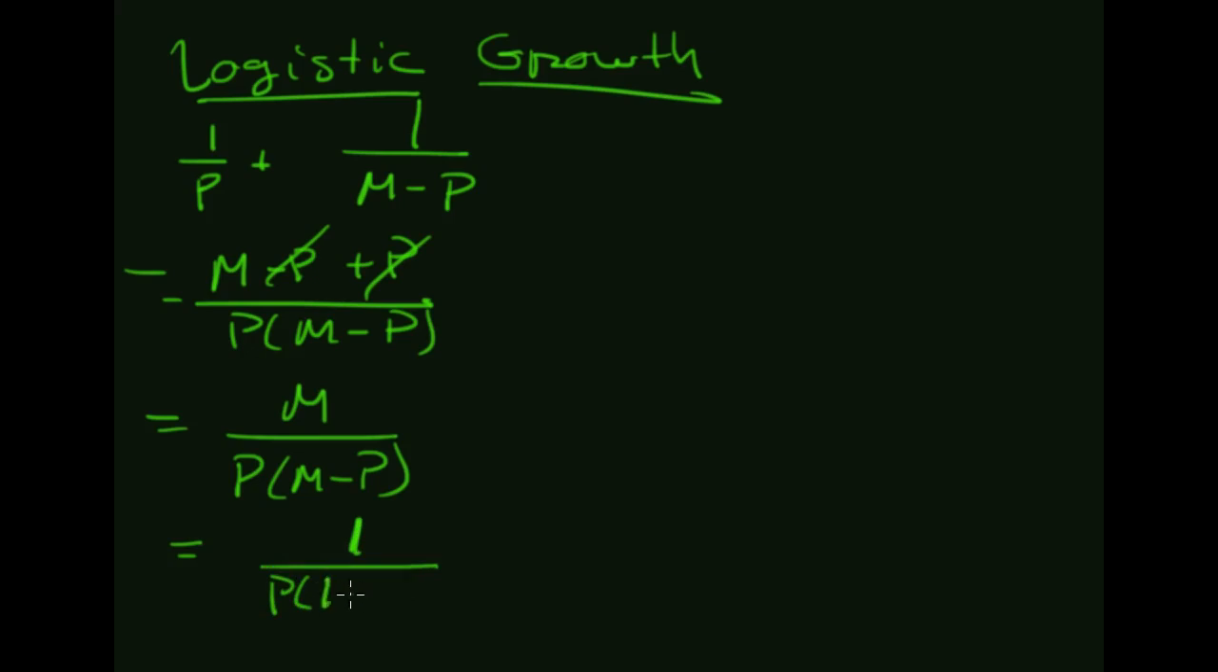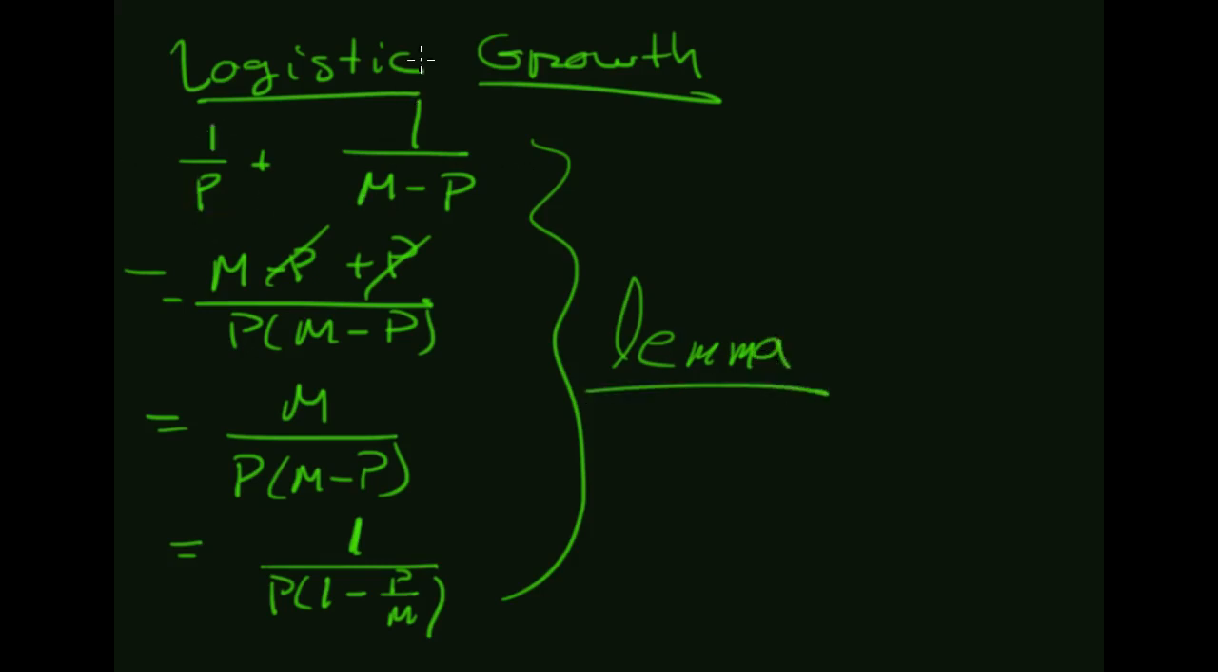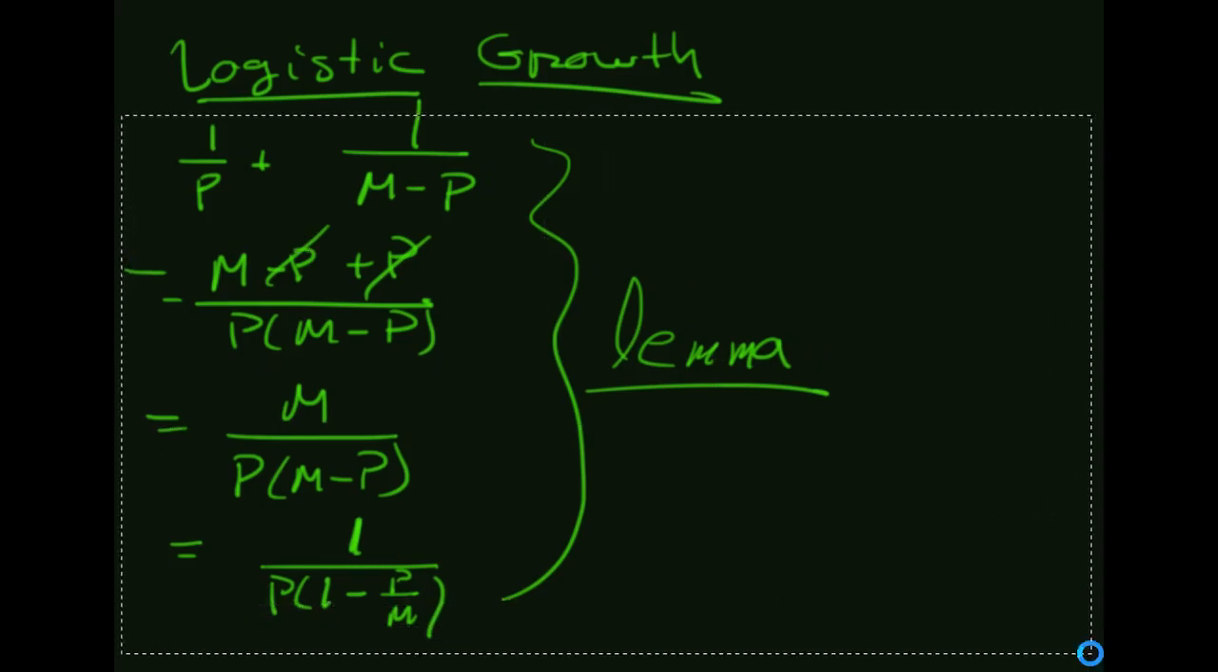Taking m out of the bottom leaves me with 1 minus p over m. That's an idea I'm going to hold on to for a little bit, because it's relevant to what I'm doing. This is kind of a lemma that we're going to use later on, because I don't want to spell all this math out again. So 1 over p plus 1 over m minus p gives me 1 over p times 1 minus p over m. Just hold on to that. It's in the notes. I don't need that right now to explain logistic growth, but it's about to come up and be relevant.